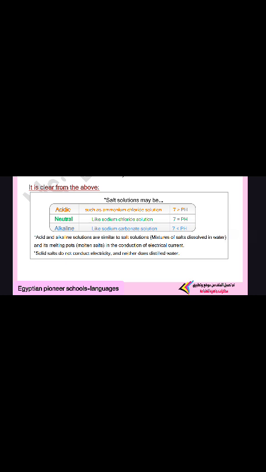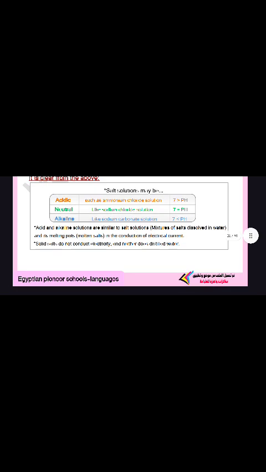It's clear from the above that salt solutions may be acidic if the pH is lower than 7 on the pH scale, such as ammonium chloride solution. It could be neutral, which is equal to 7 on the pH scale, like sodium chloride solution, or alkaline if it's higher than 7 on the pH scale, like sodium carbonate solution. Acid and alkaline solutions are similar to salt solutions.